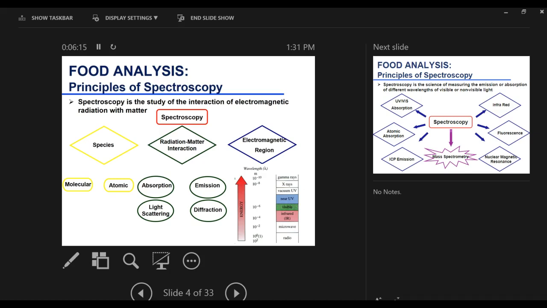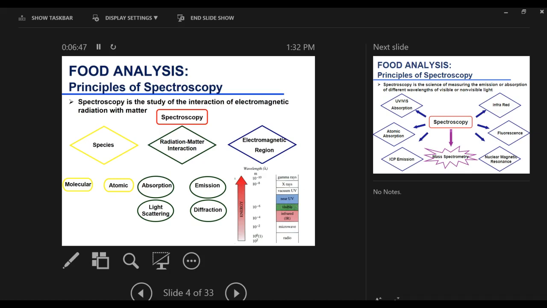So let's look at the interaction. Species matter, whether it's atomic or molecular, and within the molecule, depending on its structure, it will absorb at different wavelengths. The interaction can be absorption and emission. It has to absorb before it emits. It won't emit light if it doesn't absorb it first, but not every molecule can emit light.